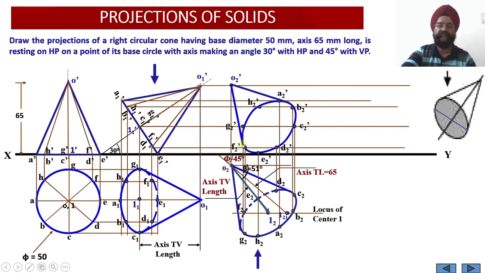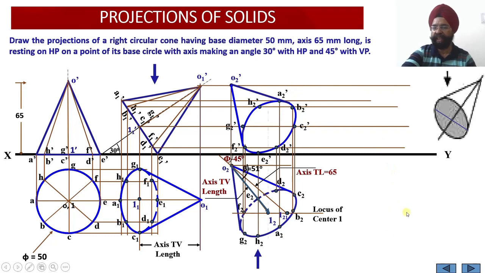So O2 dash, F2 dash forms the boundary, so it has to be drawn dark, even though O2 is the farthest point from the observer and a point which is closest to the XY reference line. So O2 dash, F2 dash will be dark, and O2 dash, B2 dash will also be dark. So there is no hidden line in this particular case.